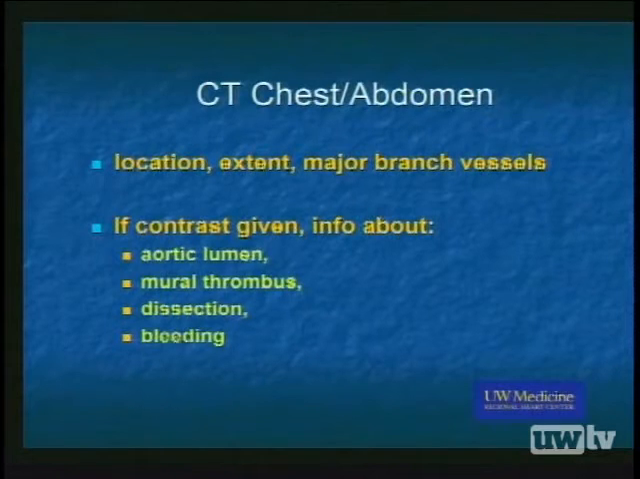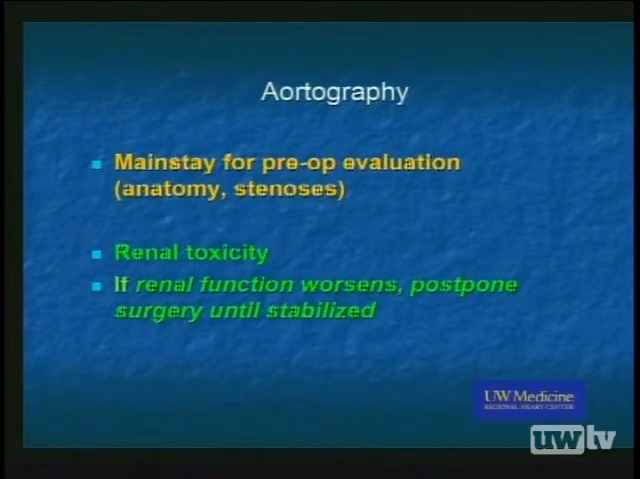CT scanning of the chest and abdomen is superb. It provides information about the location of the aneurysm, its extent, and the distribution of major branch vessels relative to the aneurysm. If contrast is given, information is also gleaned about the aortic lumen, presence or absence of mural thrombus or clot, whether a dissection is present, and whether or not any bleeding has occurred. CT scanning is evolving, and as rapid data acquisition, 3D reconstructions, and better resolution is available, it will likely replace aortography, but aortography remains the gold standard.